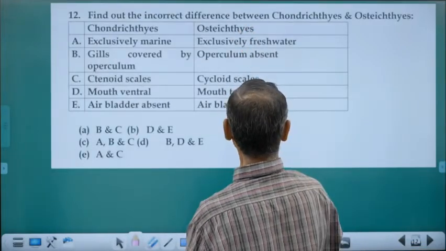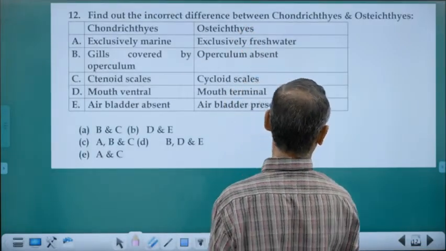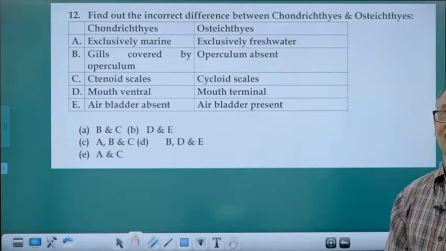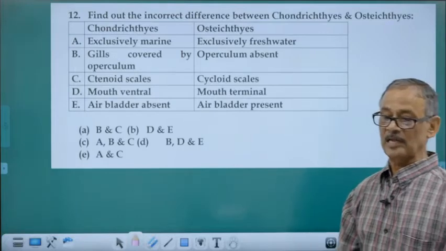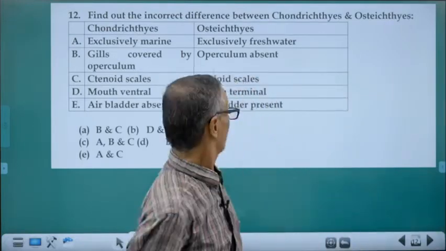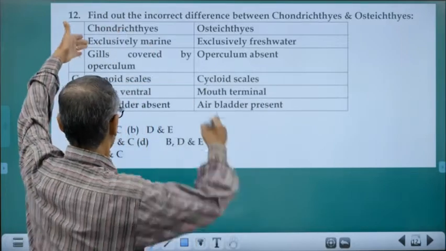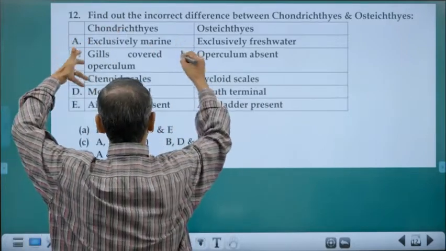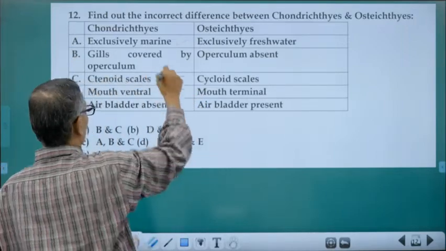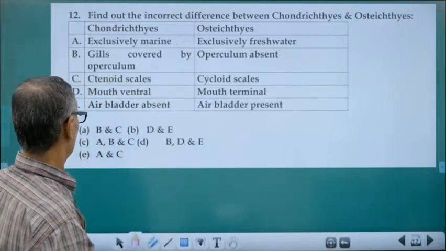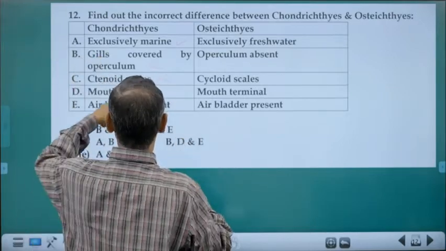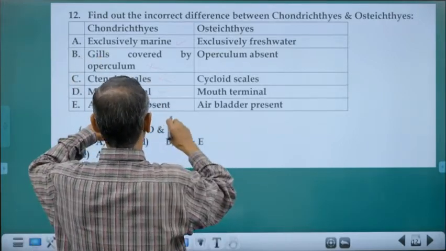The incorrect difference between Chondrichthyes and Osteichthyes. What is Chondrichthyes? Chondro means cartilage. Cartilaginous fishes. And the other one is bony fishes. Chondrichthyes, exclusively marine. Gills covered by operculum. No, gills are not at all covered by operculum. They are having placoid scales. Mouth is ventral. Air bladder absent.